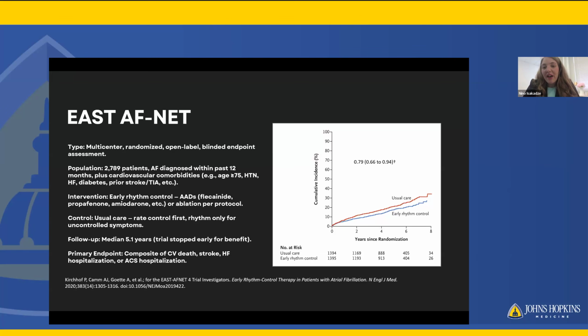Now, probably we're going to have more tools with artificial intelligence and so forth, where we can more precisely predict individualized risk of recurrence. But currently, there are no specific tools that we have to predict individualized risk of recurrence.